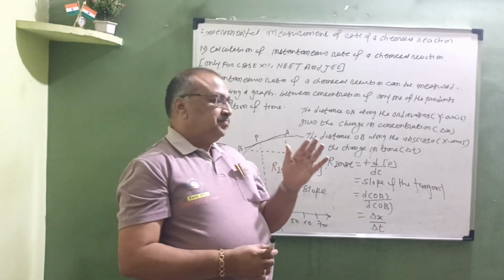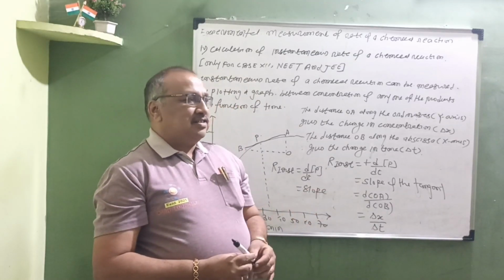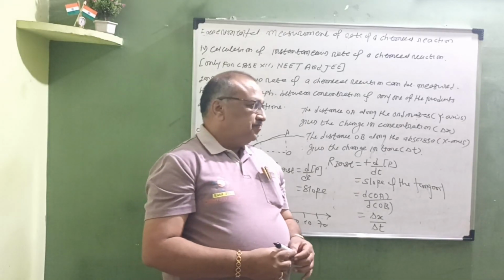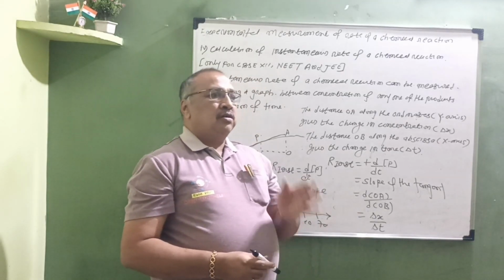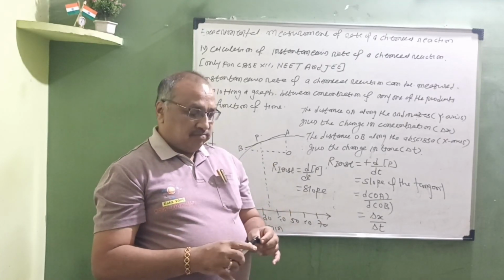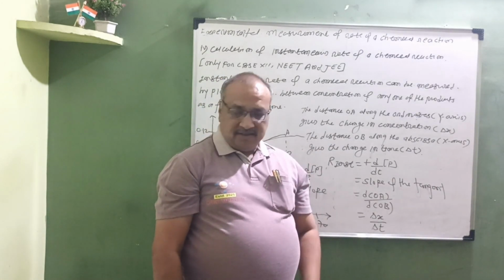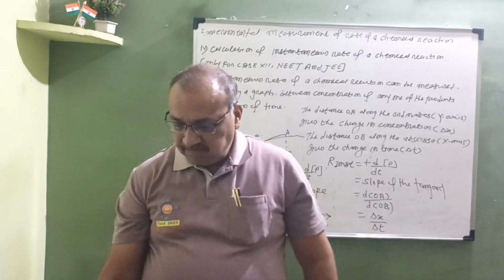That means average rate of chemical reaction as well as instantaneous rate of chemical reaction in terms of concentration of reactant as well as concentration of product. Now remaining part of this unit will be discussed in the next lecture.